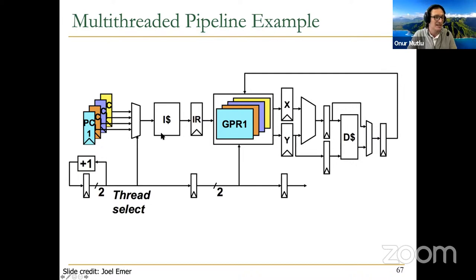So the pipeline becomes complicated, as you can see, right? Because you have more hardware. You have more hardware for muxes. You have more hardware for thread selection. But there is no data dependency or branch prediction logic. So basically, there's a trade-off.